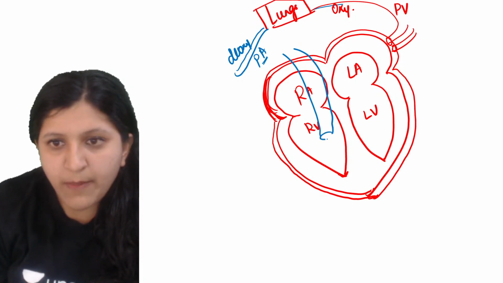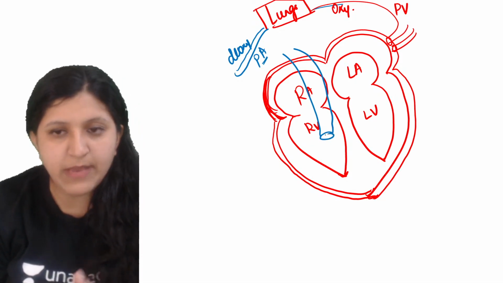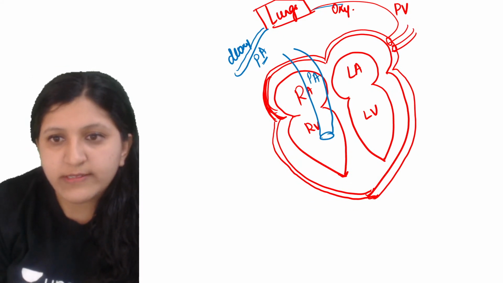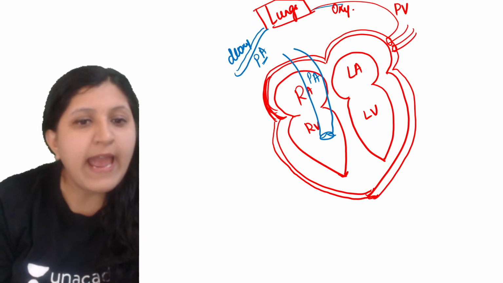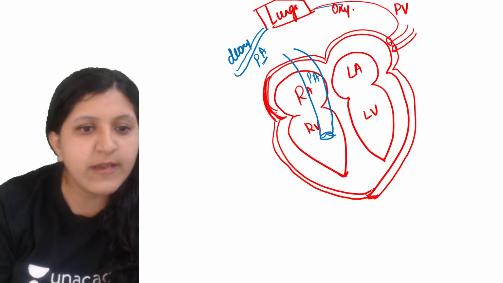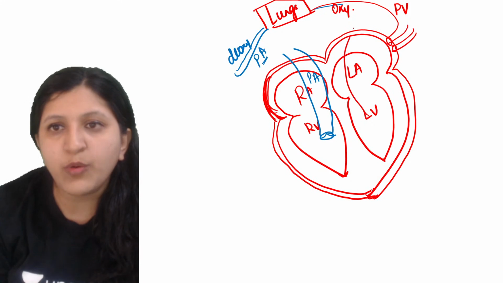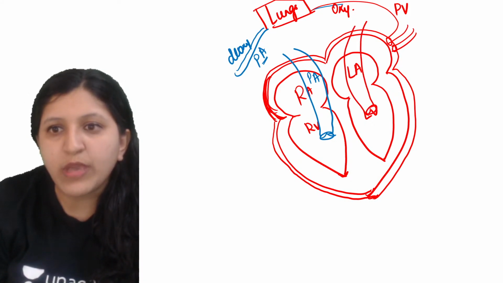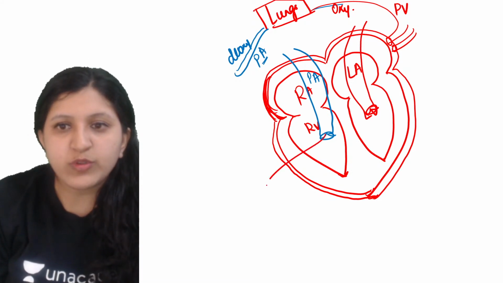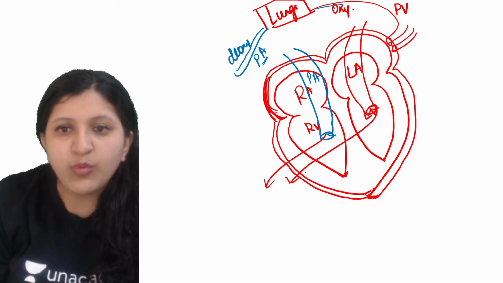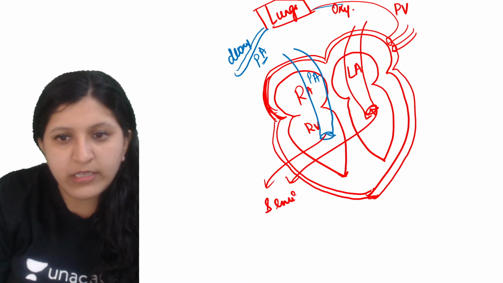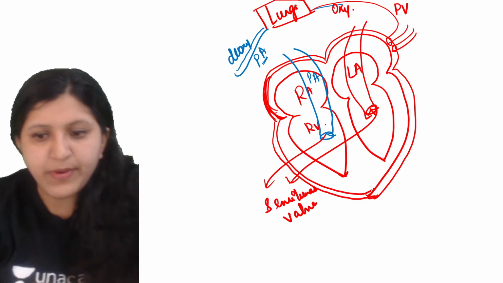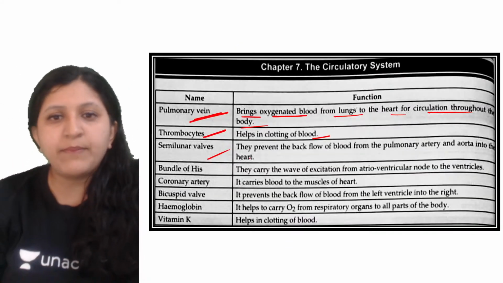Okay, so let's draw a pulmonary valve here. Semilunar valve. This is a pulmonary artery. Okay, so this is now a semilunar valve, and on the other side there is an aorta. This aorta is leaving the heart. Now here also you can find a semilunar valve. So these are the semilunar valves which you will find at the entry of the pulmonary artery and the aorta.